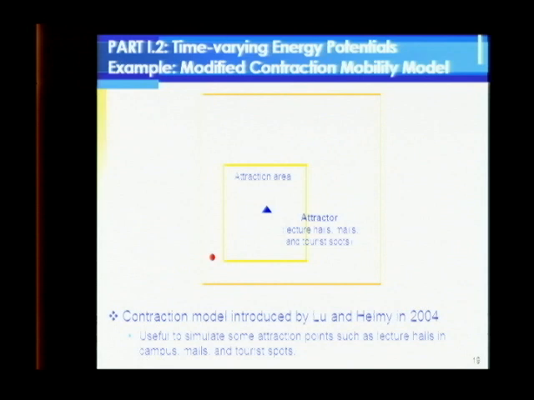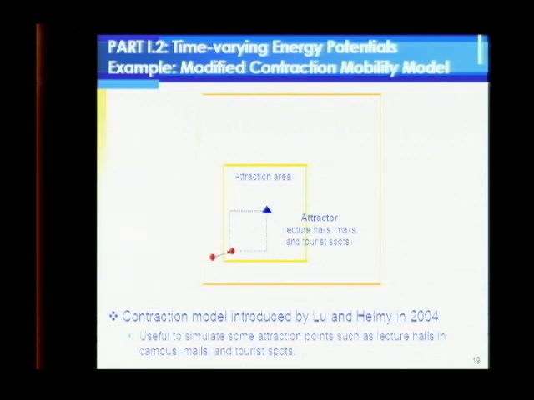So in this case, there's an attractor. This attractor can be a lecture hall or mall, and before lecture time, all the students are going towards the lecture hall. So you have this node density that is converging towards the attractor. So the node density is changing in that case. So if the nodes fall in this attractor area. So I'll show you the simulation.